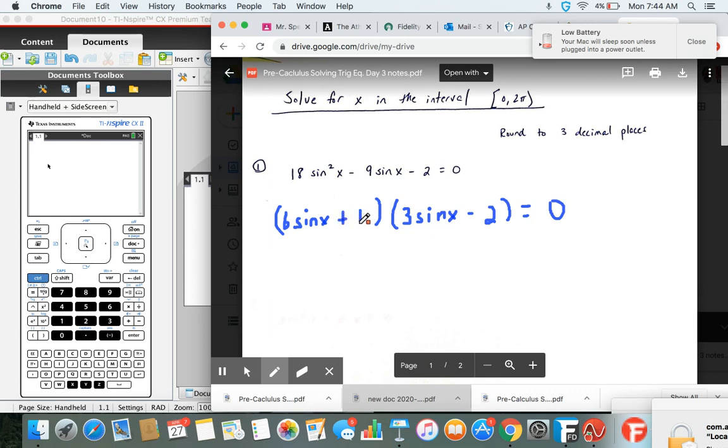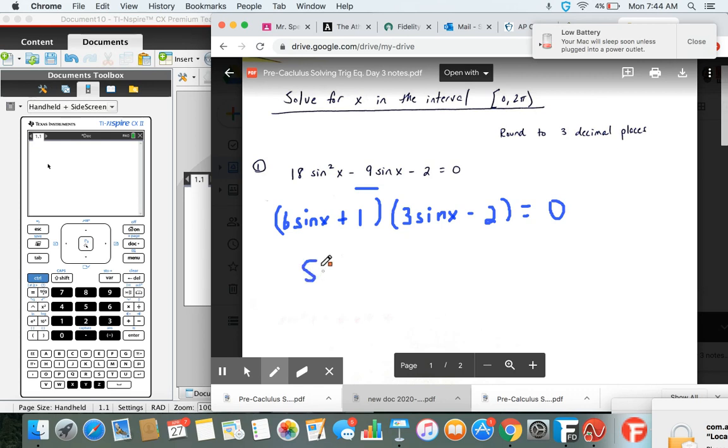This is guess and check where I got factors of 18, sure, 9 and 2 or 18 and 1, but the ones that are going to give us the negative 9 is going to be the 6 times the negative 2, the 1 times the positive 3, negative 12 plus 3. That's where we get that number there. So once we factor, we got to continue solving.